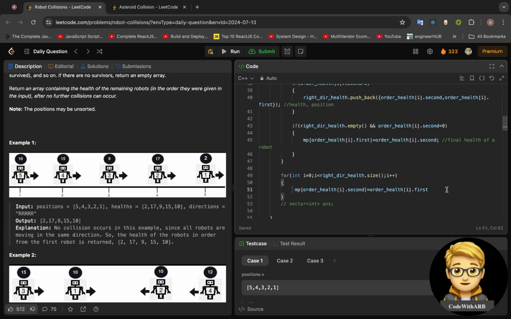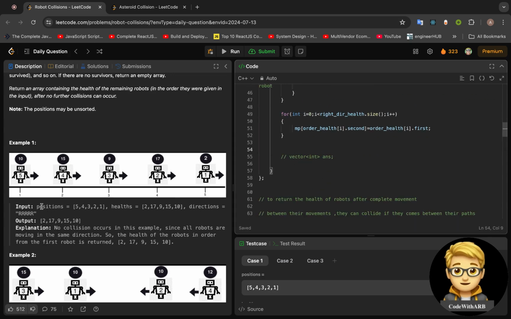Right. So this is better. Now what I need to do is iterate over this position array and store according to the position array. So I will move through the position array and store in this vector. This vector needs to be in the upper part, and answer.push_back(mp of this position's height). This will store all the health in order, and we will just return our answer.